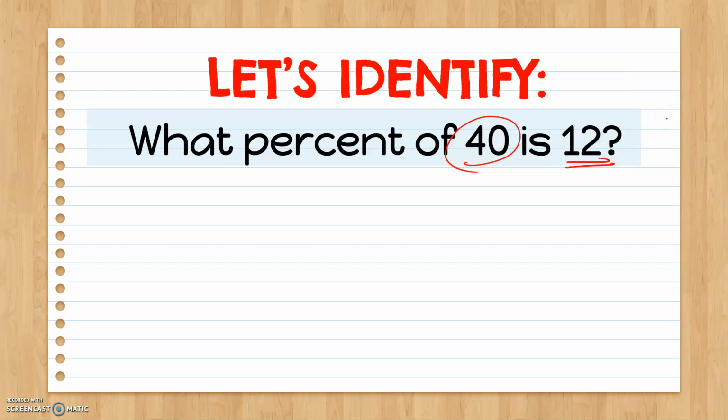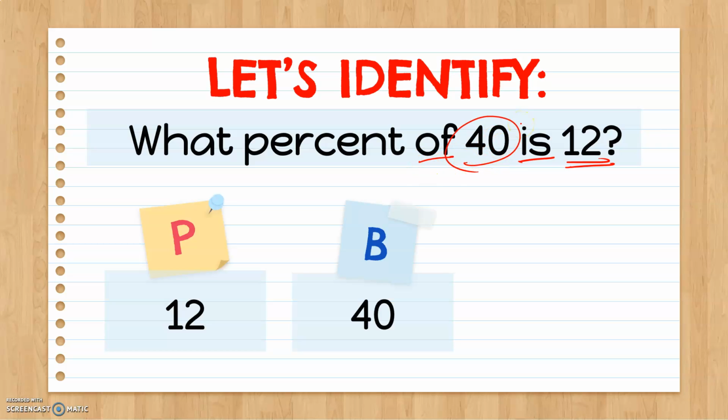So let us identify the percentage, base, and rate in this problem. The percentage is 12 because it is after our keyword "is." Although 40 is before the keyword "is," 40 is after the word "of." That means 40 is our base. Then what's missing is the rate. That's why we're asked to find the percent.